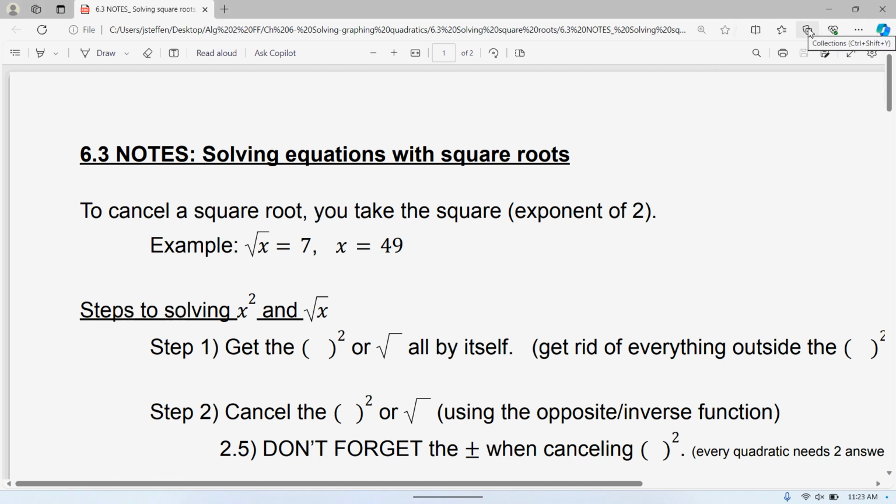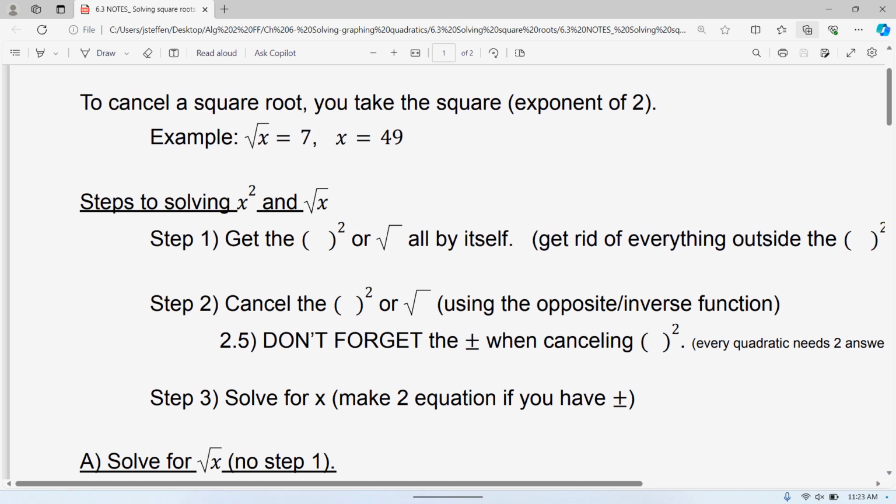So today's lesson is over solving equations with square roots. Before, I did this lesson where we solved with square roots and with squares. And the reason I did it all in one lesson is because they're pretty much the same. They do the same steps. Steps 1, 2, and 3 are the same with both of them.